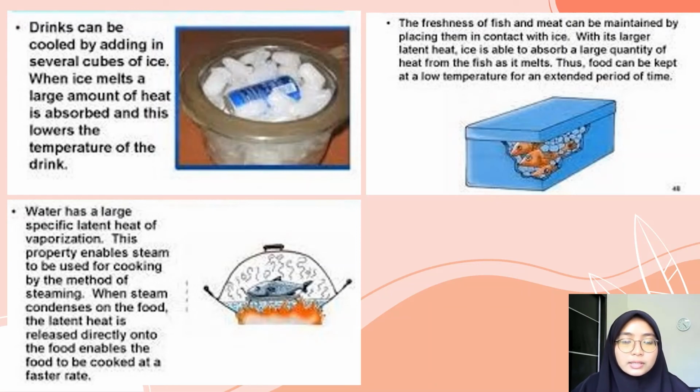The last one is, I usually see my mother make steamed fish. So I keep thinking, can the fish really cook well? So this is the answer. Water has a large specific latent heat of vaporization. This property enables steam to be used for cooking by the method of steaming. When steam condenses on the food, the latent heat is released directly onto the food, enabling the food to be cooked at a faster rate.